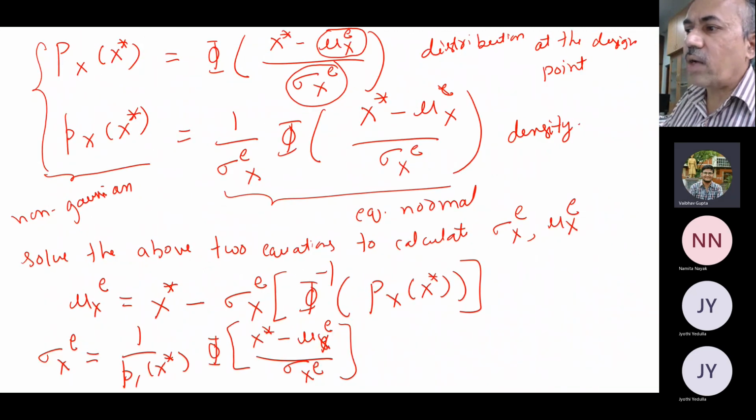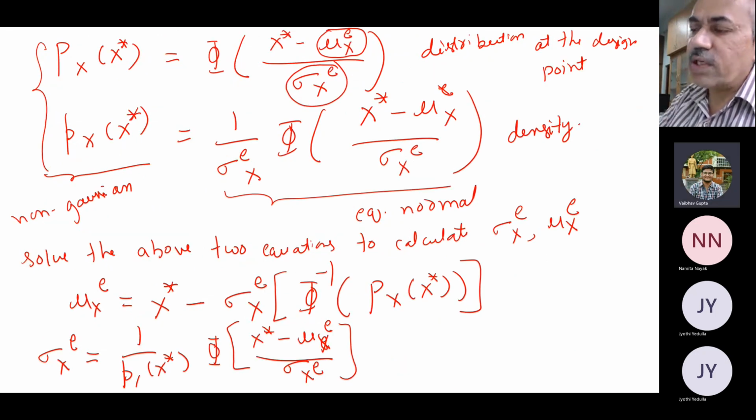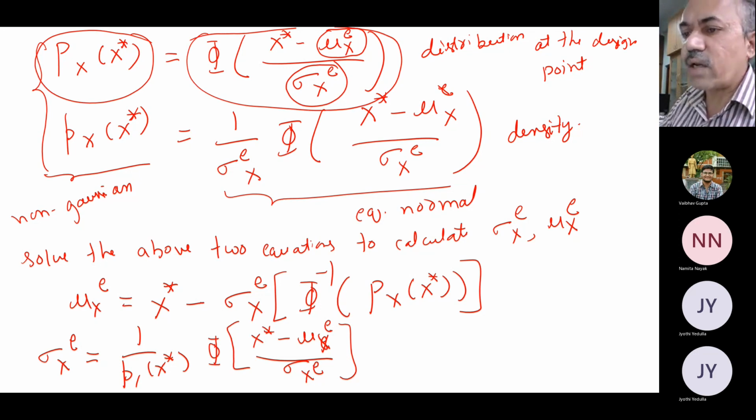The Rackwitz-Fiessler procedure. The Rackwitz method is the same as Hasofer-Lind, but the only thing you have to do is transform all the non-Gaussian variables to equivalent normal. This is our mathematical procedure. You find the design points in your original distributions, but you transform them into equivalent normal such that at that point the probability from the original distribution and the probability from the normal distribution remain the same. This is how we compute the points.